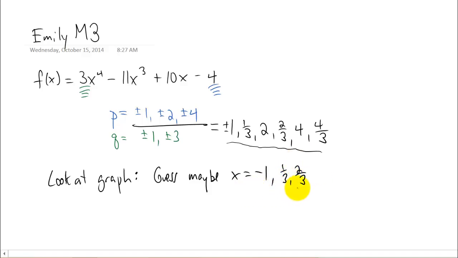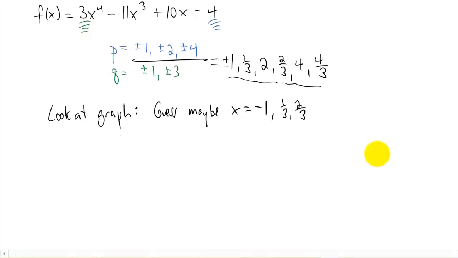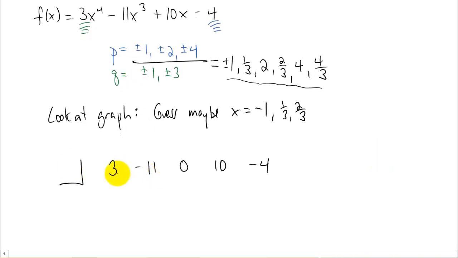Well, we're not sure which ones of those are zeros, if any of them, but at least it's a shorter list than this list of 12 possibilities up here. So again, you could take these numbers and plug them into the function and see which ones make the function equal 0, and that would be totally fine. However, the book uses a slightly different approach. What your book does is it sets up a synthetic division problem.